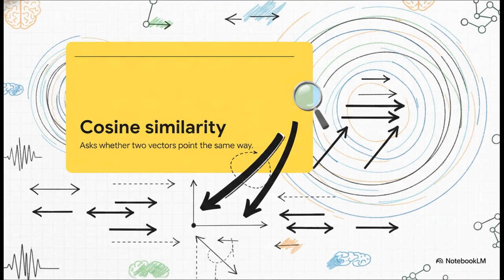So, to measure how close these concepts are in that space, AI relies on something called cosine similarity. Don't let the term intimidate you. It basically just asks, hey, are these two vectors pointing in the same direction? It uses a calculation called the dot product to measure that alignment. And then cosine similarity normalizes it based on the length of the vectors. So we literally only care about the angle between them.